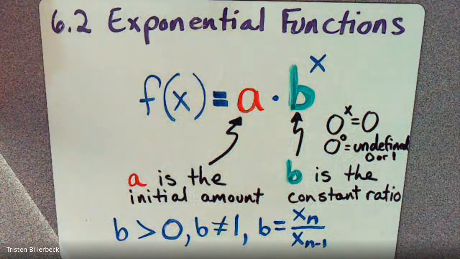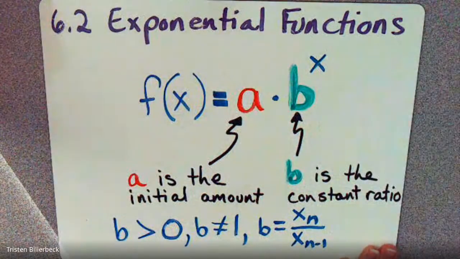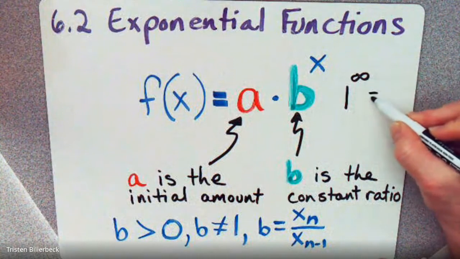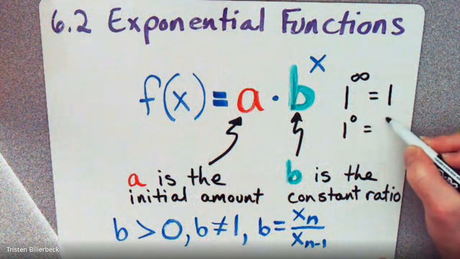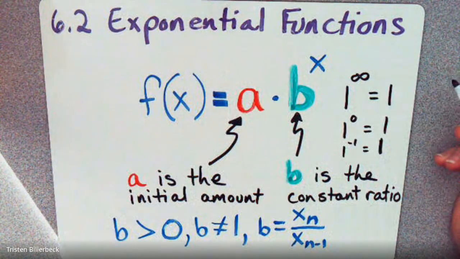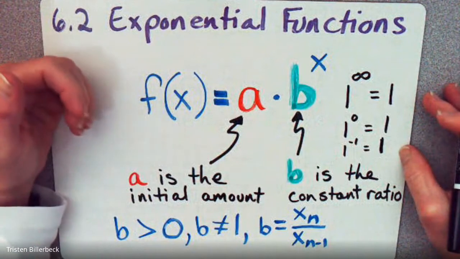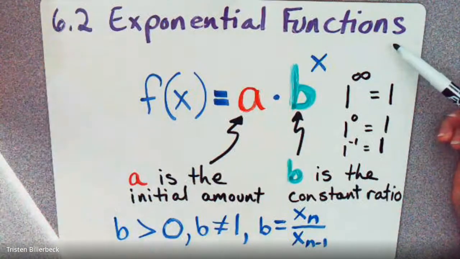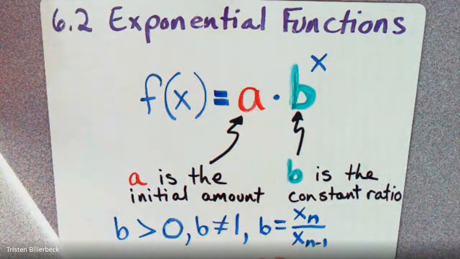Okay, so then we can't have b equaling 1. Let's take a look at what happens when b equals 1. If I have 1 to infinity and beyond, that equals 1. If I have 1 to the 0, that still equals 1. If it's 1 to the negative 1, that's still 1. So it just doesn't matter. I've got a constant function if b is 0 or if b is 1. That means I have a horizontal line for the values of 0 and 1, which is definitely not an exponential function. So that's why those two values, 0 and 1, are ruled out for b.